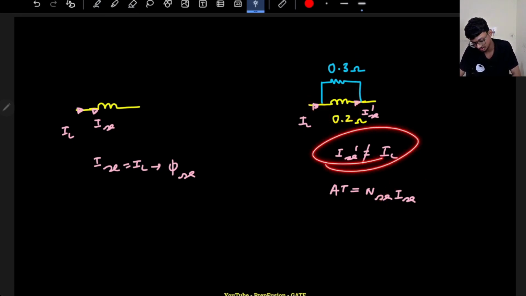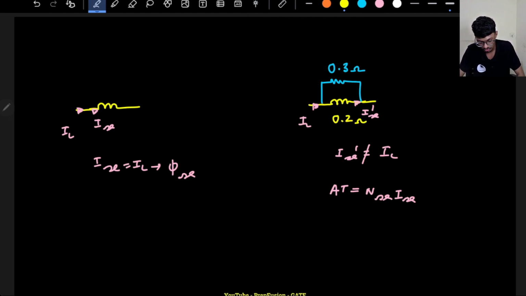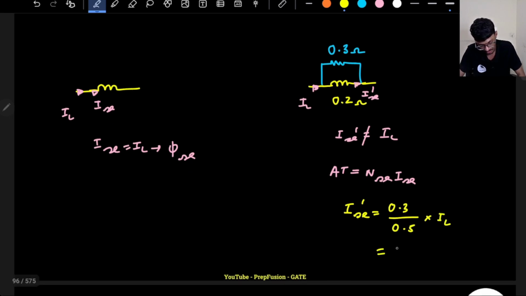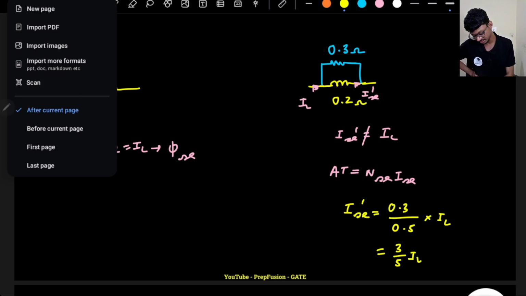Now my ISC dash is not equal to IL anymore. What is my ISC dash? So I can use the current divider rule here. I can write my ISC dash will be equal to the opposite resistance divided by the sum of the two resistances into the overall current IL. So it is now a fraction of IL. It is not equal to IL. So the current has reduced.